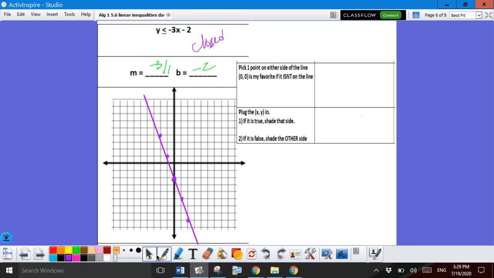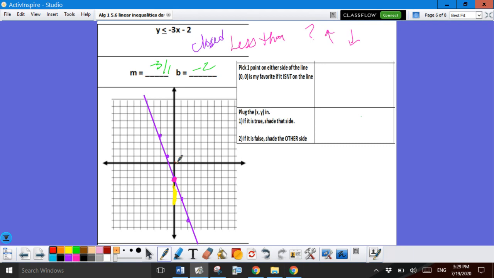So now I have to decide whether or not I'm going to shade above or below. Well, let's do some thinking. So if this is the point that I'm looking at, and this says less than, are you going up or down? Well, hopefully you're thinking less than. I should be going down. So I should be shading on this side.